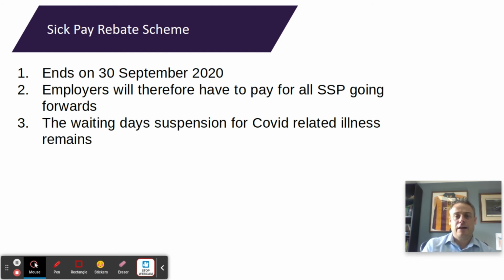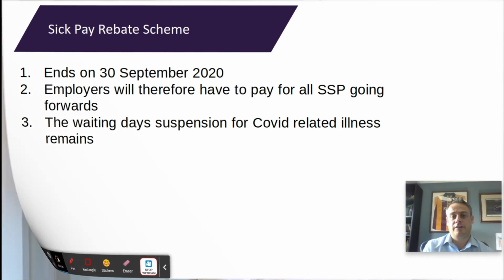Now, whilst that part is ending, the extra concession whereby employees don't have to go through the waiting days, the 3 waiting days they would normally have to go through before they become entitled to statutory sick pay, is going to remain in place. And so anybody who is off sick and entitled to statutory sick pay because of COVID-related illnesses from the 1st of October, you'll still have to pay them from the first day that they are off sick, rather than being able to leave them unpaid for the first 3 days.